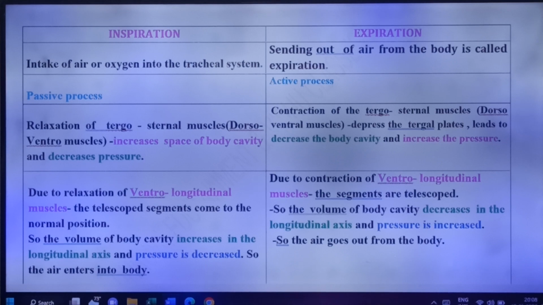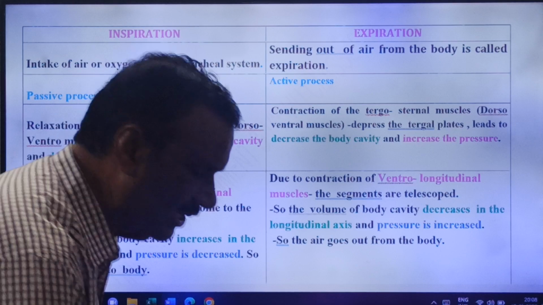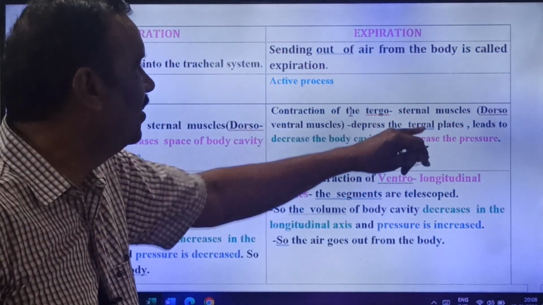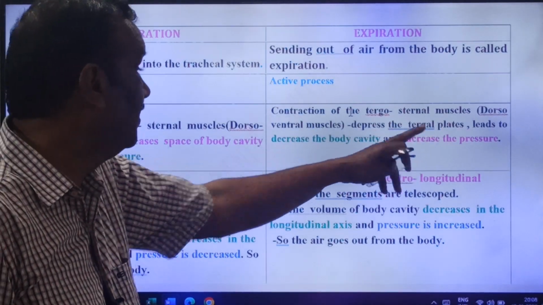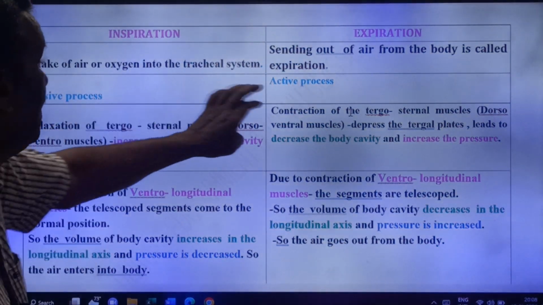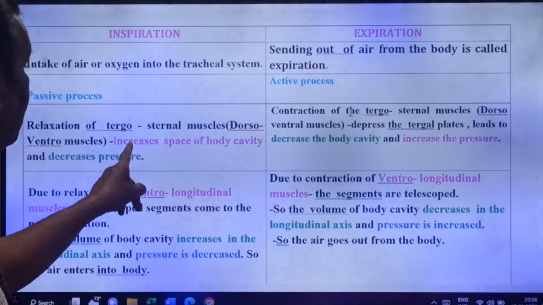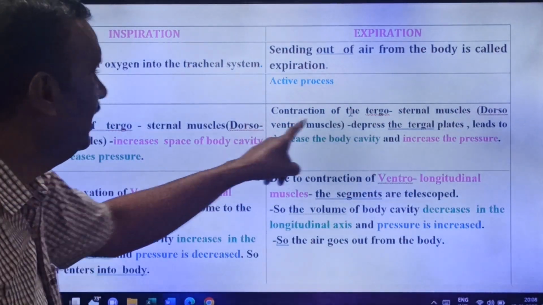Okay friends, here also relaxation, friends. Contraction of the pterygosternal muscles or dorsoventral muscles depresses the tergal plates, leading to decrease of the body cavity and increase of the pressure. See friends, quite opposite to this. Here relaxation, here contraction. Here space increases, here space decreases. Here decrease the pressure, here increase the pressure.